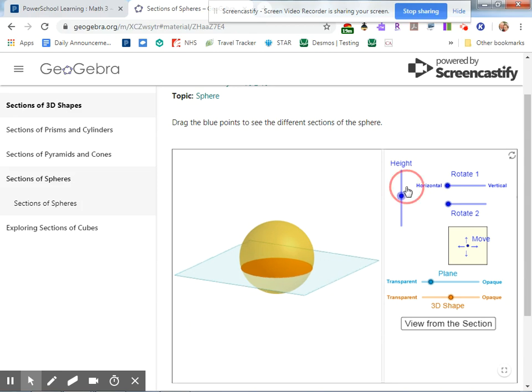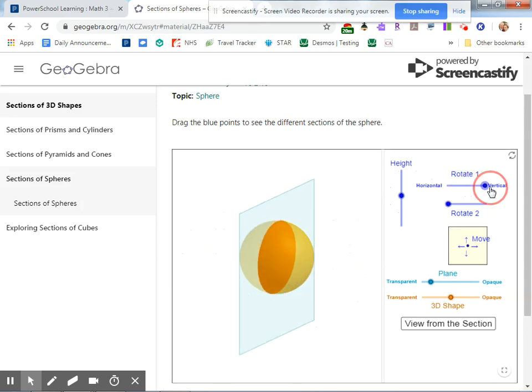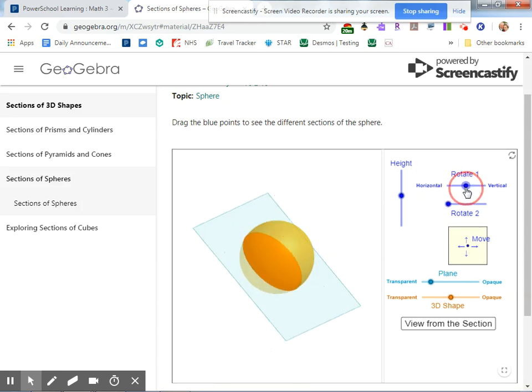You can move where that is in the sphere. You can move it up and down, so you can make it bigger and smaller. Okay, you can rotate it. Right now it's horizontal. You can rotate it to vertical. You can put it somewhere in between. You can also rotate it around this way. It just kind of depends on what the question's asking you.